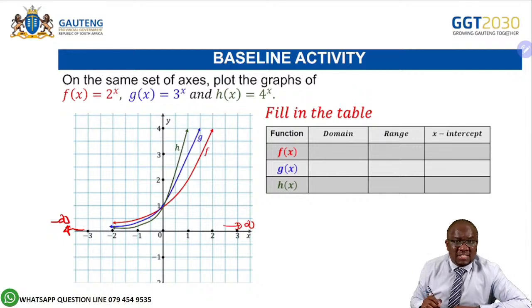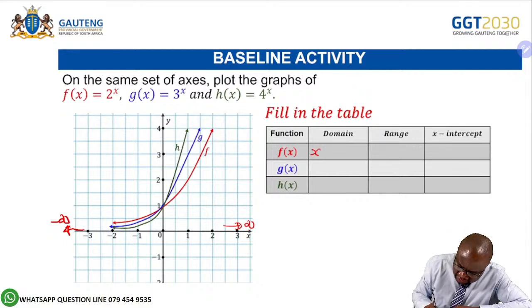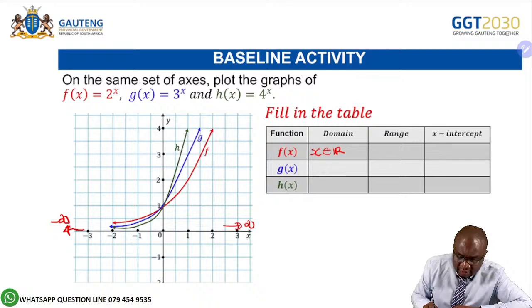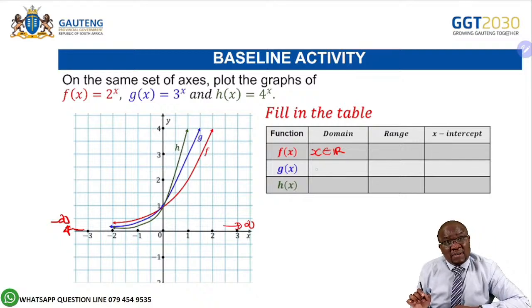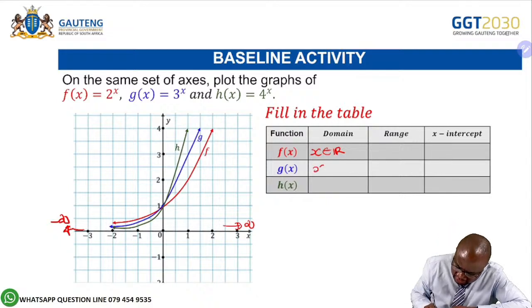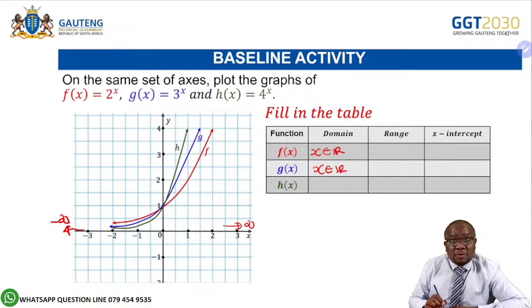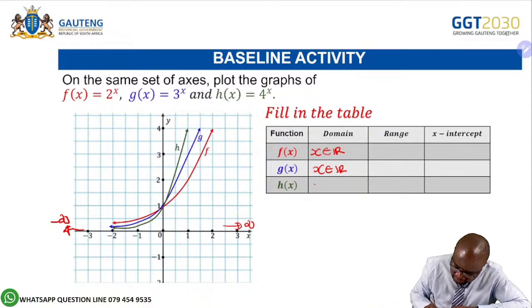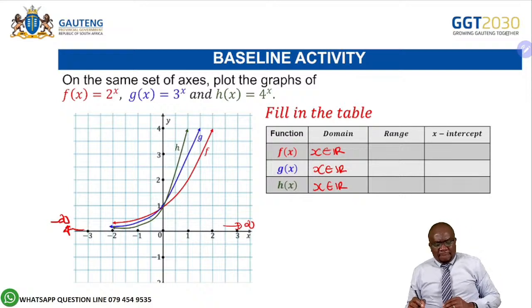So the x, I'll use one notation. Remember, there are different notations that we can use. I'll say x is an element of real numbers. No restriction there. The one with restriction, remember, is the hyperbola, where there are asymptotes. Remember that. So x is an element of real numbers, no restriction, from negative infinity to infinity.